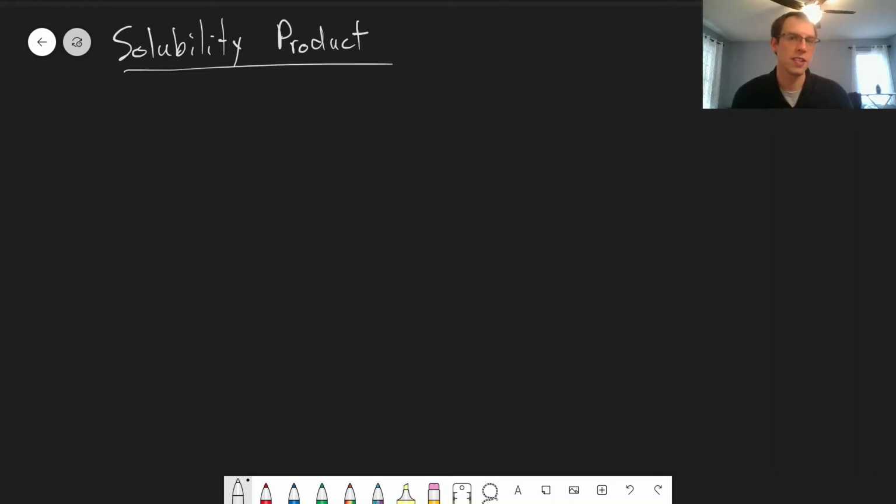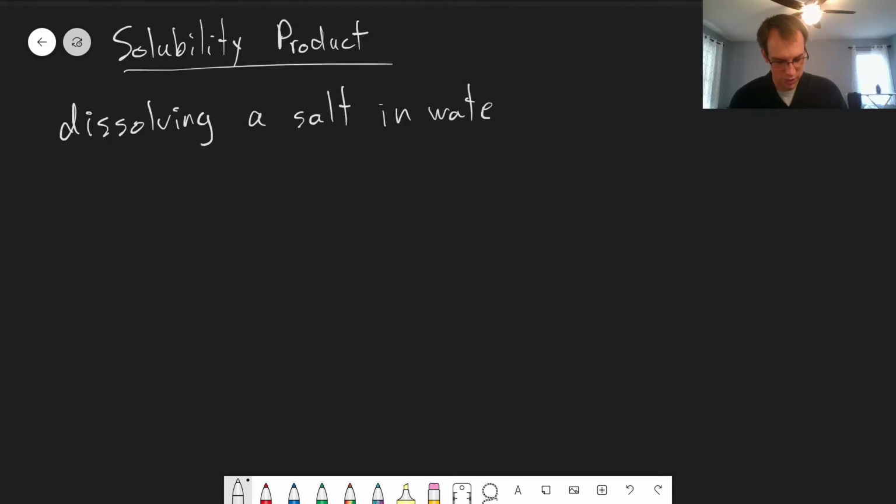So now that we've discussed the basics of equilibria, let's look at some specific examples that we'll be talking about in this class. The first one we'll consider is the solubility product. And this is the equilibrium associated with dissolving a salt in water. You can have solubility products in other things, but we will be talking about aqueous solutions in this class. You could also do this in organic solvents and things like that.